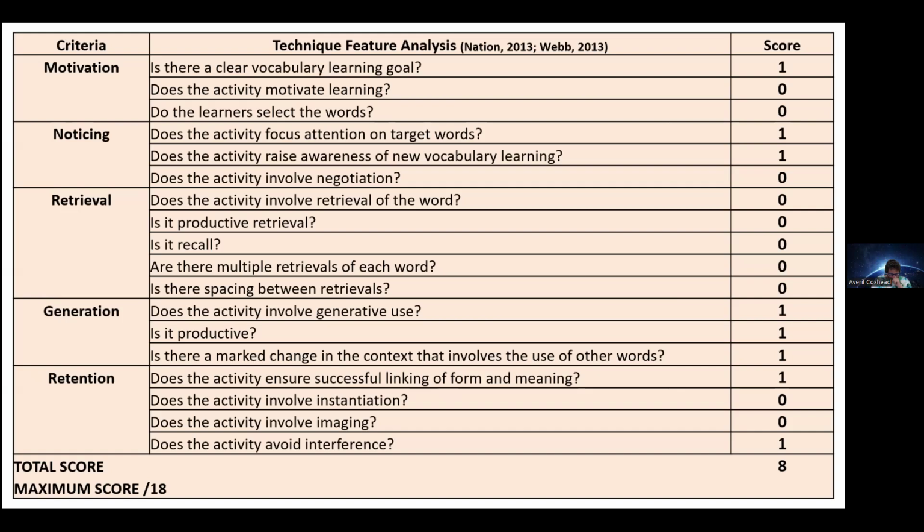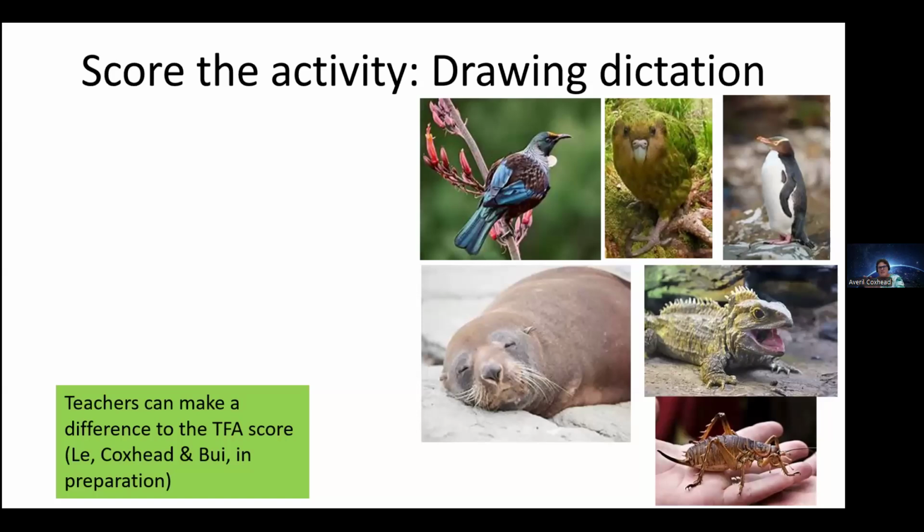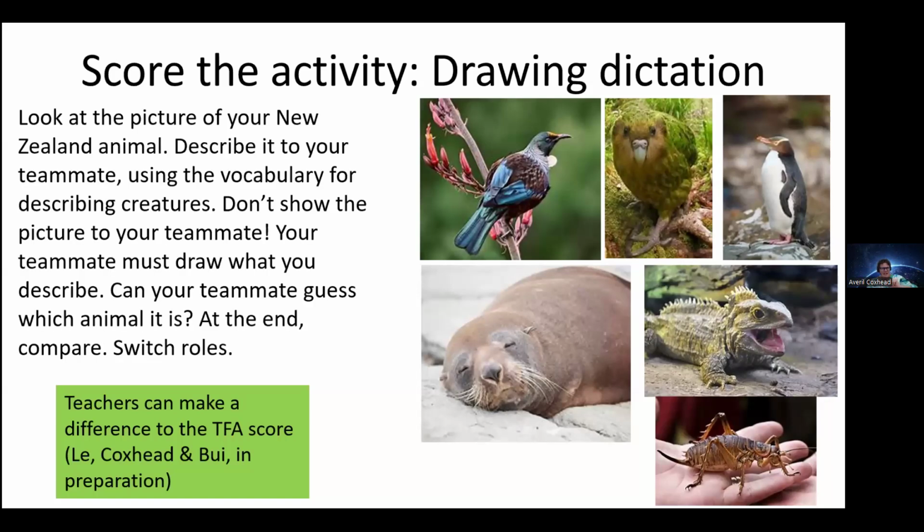Okay. I'm going to show you another activity, and your job will be to score this activity. Now, here we go. So you'll see that there are images on the right-hand side. These are all animals in Aotearoa, New Zealand. So your task is in pairs. Each student has an animal. Their job is to look at a picture of their New Zealand animal. They've got to describe it to somebody without showing the picture. You have to use the vocabulary from an earlier activity on describing teachers. You can't show the picture. The teammates have got to draw what you've described.